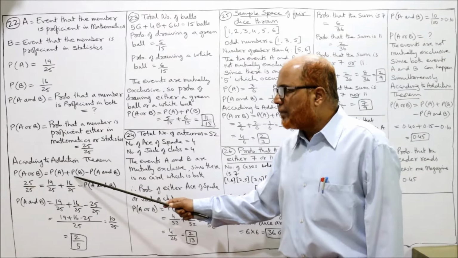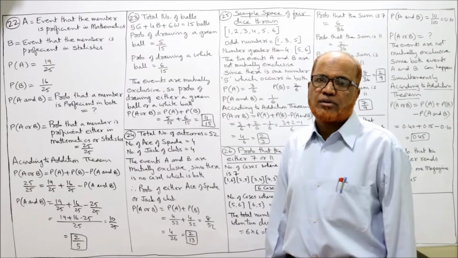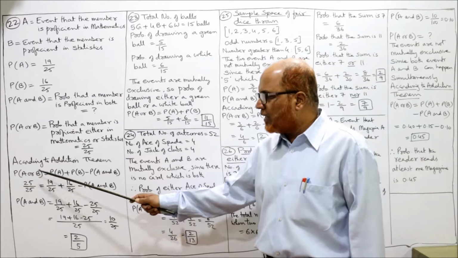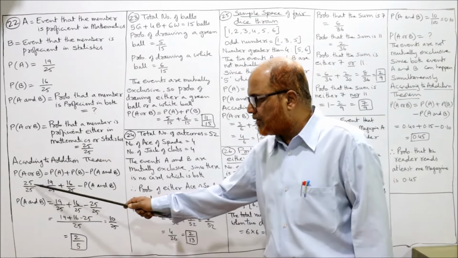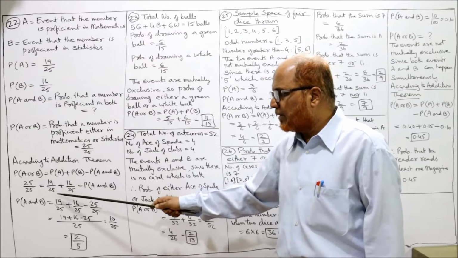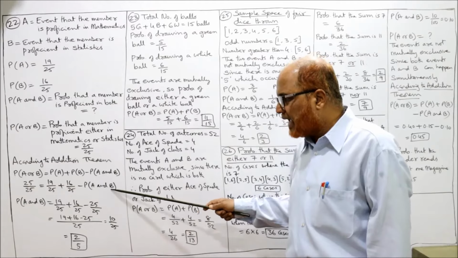ये addition theorem कब apply करेंगे? If the events are not mutually exclusive. So P of A or B is given in the problem, 25 by 25, is equal to P of A, 19 by 25, plus P of B, 16 by 25, minus P of A and B.